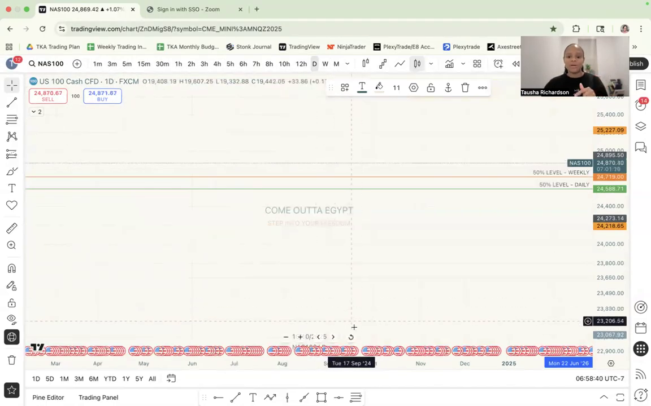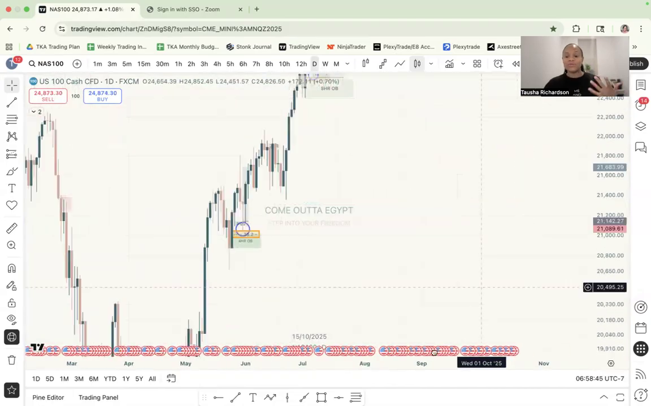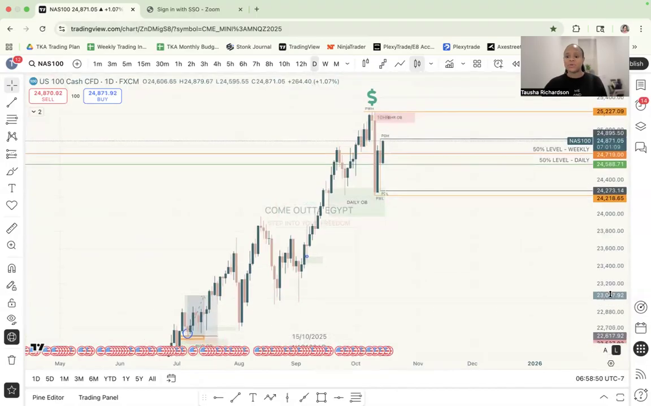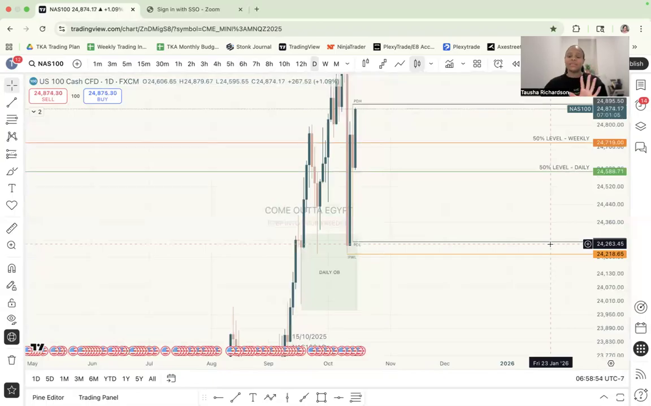Whereas when I mark up my previous day high and previous day low, those are my premium and discount areas. So that lets me know what areas I need to be looking to take buys from and what areas I need to be taking sells from. I only sell in premium. I only buy in discount. So if there is a bullish order block in premium, I'm not going to take that trade, because I don't buy in premium. I only buy in discount.